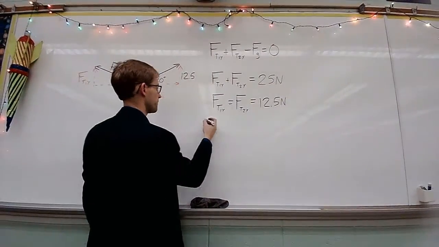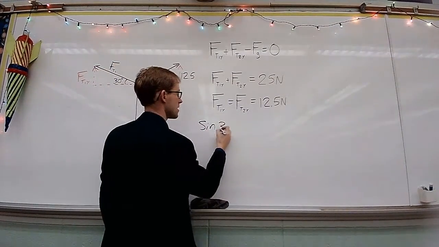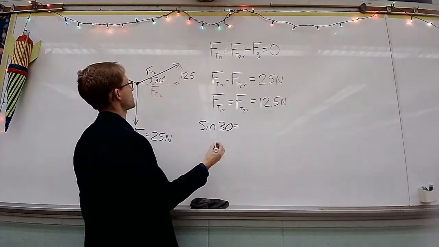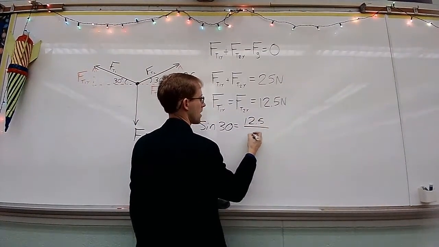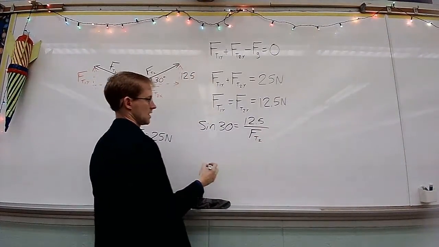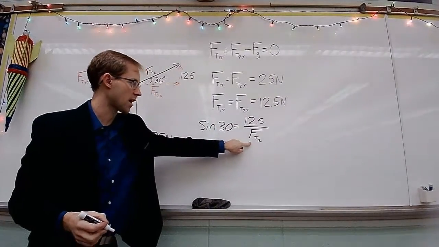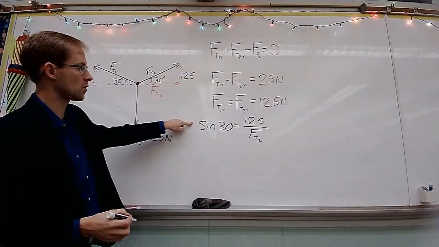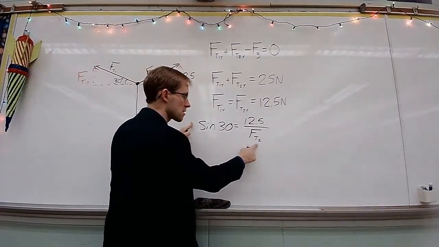So sine of 30 is equal to opposite, which is 12.5, over hypotenuse, which is tension 2. And so to solve for tension 2, you multiply both sides by tension 2, and then you have to divide both sides by sine 30.